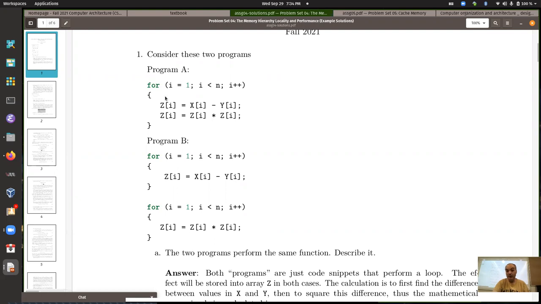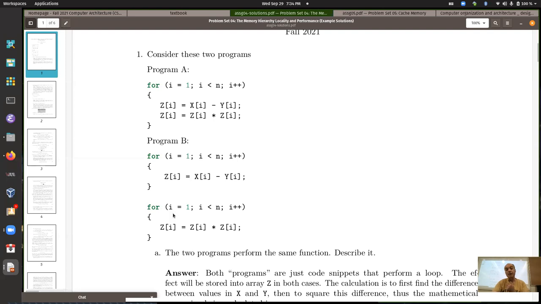But since this loop is all using values that are close together in X and Y and Z, once we pull in some portion of X and some portion of Y and some portion of Z, we could do all these calculations and they would all end up being cache hits for some period of time. So we would only have one cache miss where we would have to pull in that block of X, that block of Y, and that block of Z to do all these calculations, right? And then at some point, these might go out of scope and we'd have to pull in another block of a different set of indexes of X, Y, and Z, right?